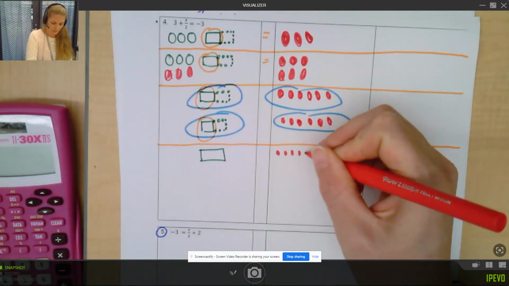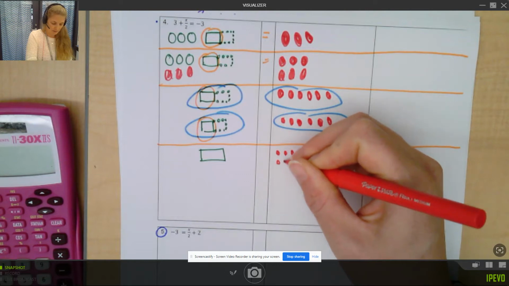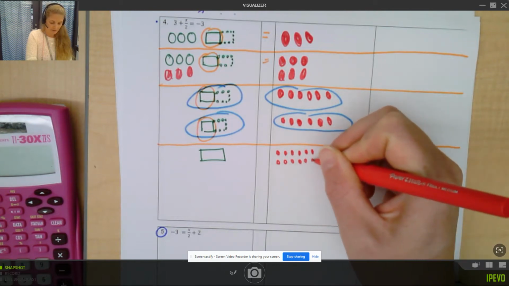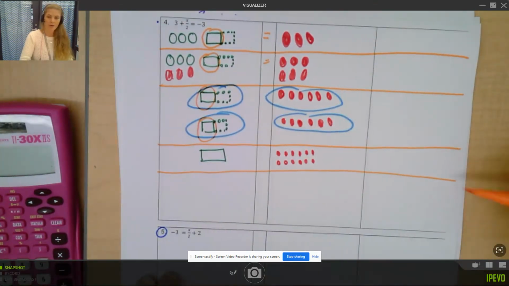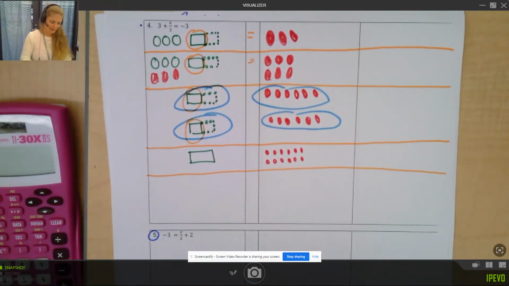1, 2, 3, 4, 5, 6. -12. Okay, let's show the algebra steps to solve this.